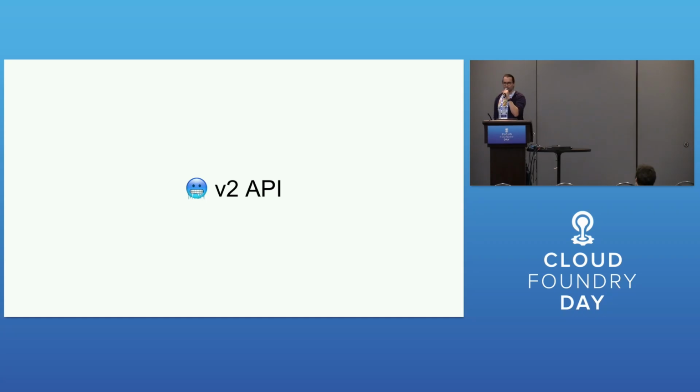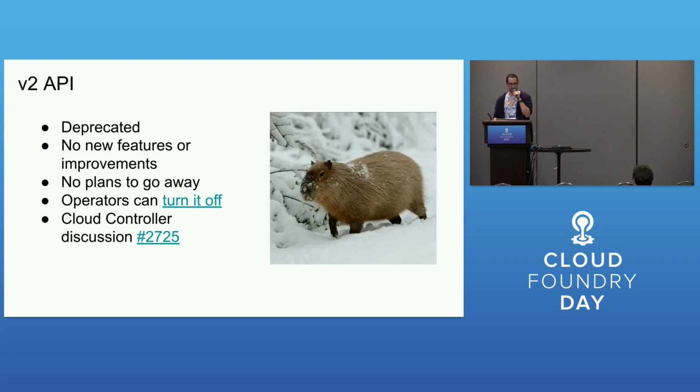So that raises the question, what about the V2 API? What's going on with that? I think this is the number one question I get, both internally at VMware and from the community. So I'm going to continue to talk about that, and hopefully this will help answer some of your questions. At this point, the V2 API is fully deprecated. It will not get any new features or improvements.